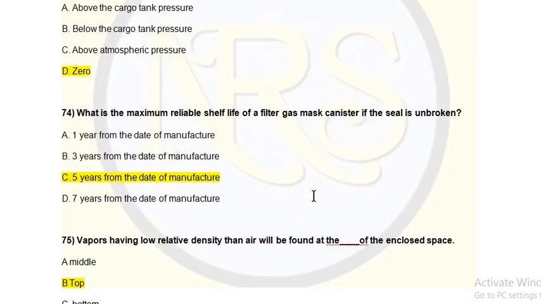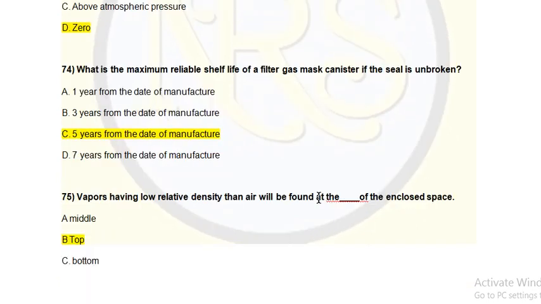Question number 74. What is the maximum reliable shelf life of a filter gas mask canister if the seal is unbroken? Option A, 1 year from the date of manufacture. Option B, 3 years from the date of manufacture. Option C, 5 years from the date of manufacture. Option D, 7 years from the date of manufacture. The correct answer is option C, 5 years from the date of manufacture. The canister can be used in our face mask, right?